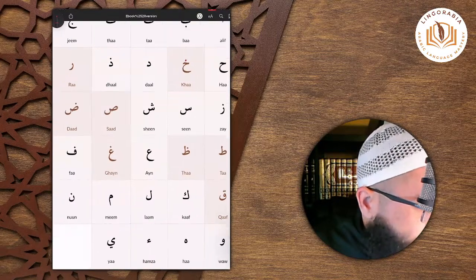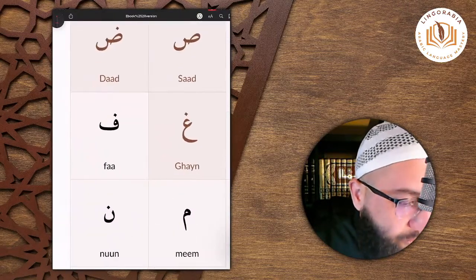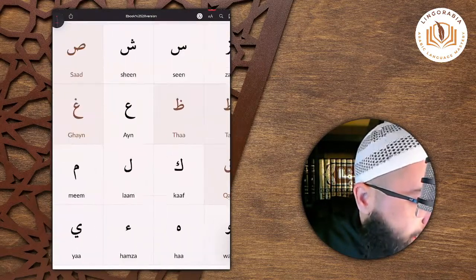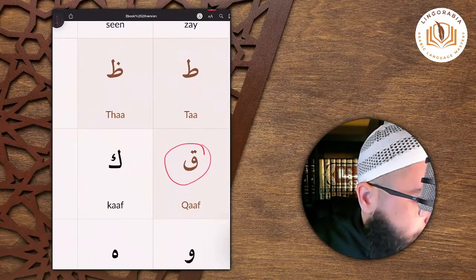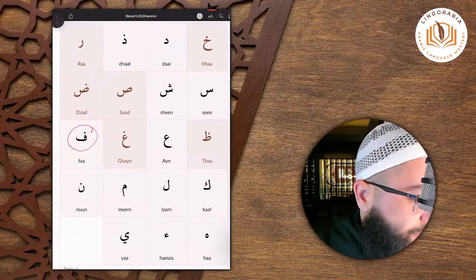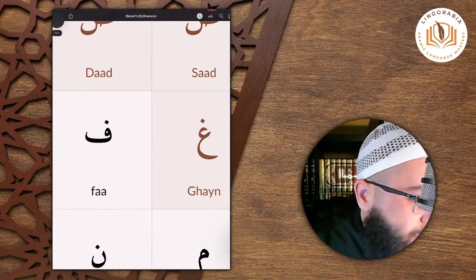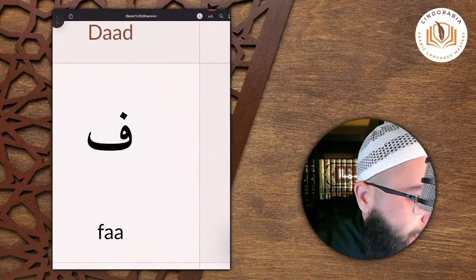Then we have two other letters that I want to discuss with you guys: the letter Fa and the letter Qaf. Let's start with the Fa. These two letters are similar to each other a little bit. They have similarities. But look at this.